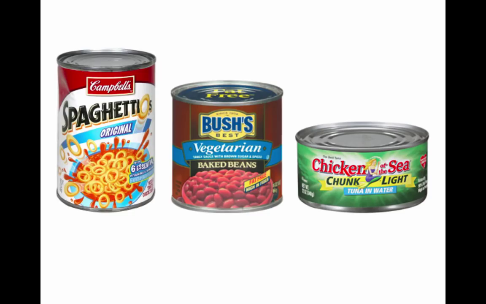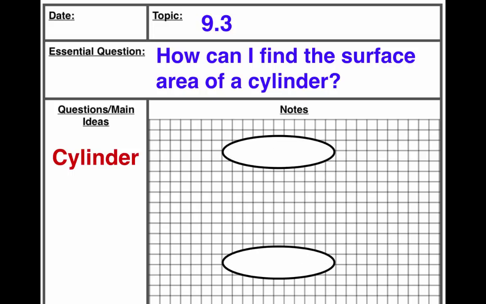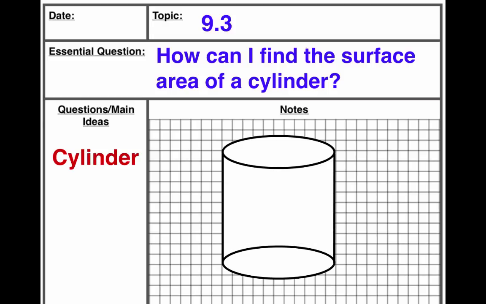Now here's some other cans and cylinders we can look at. For instance, we could take the SpaghettiO can and cut the wrapper off, and the wrapper that goes around it is part of that surface area. So in our notes, we're going to write down cylinder, and we're going to draw a picture of a cylinder. Now here's how I like to do it. I draw an oval, and then down below I draw a completely matching oval, and then I just connect them with two straight lines, and that forms a cylinder. Looks like this. So go ahead and draw your best cylinder in your notes.